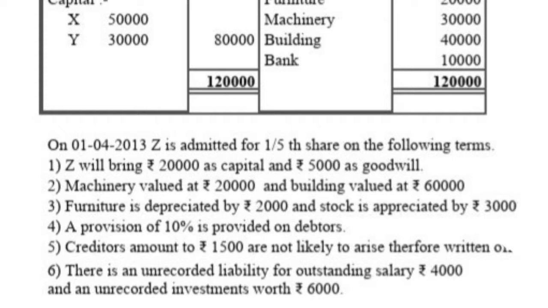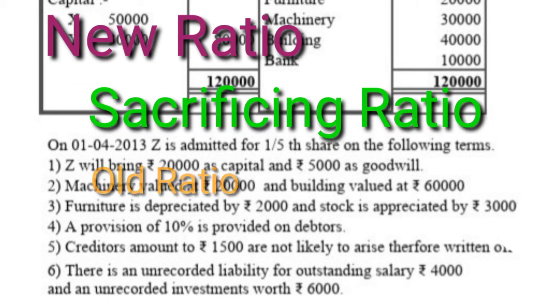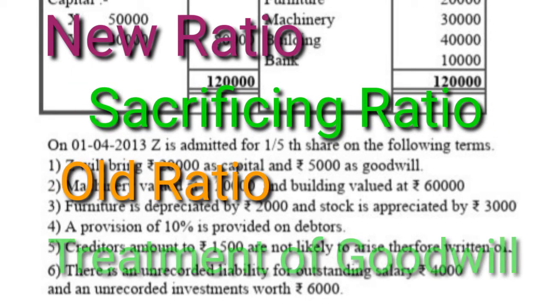On 1st April 2013, Z is admitted for 1/5 share on the following terms. Here in this question, Z, a new partner, is admitted. The old partners are X and Y, and they admitted a new partner Z. At the time of admission of a new partner, you should remember some points: new ratio, sacrificing ratio, old ratio, and treatment of goodwill.